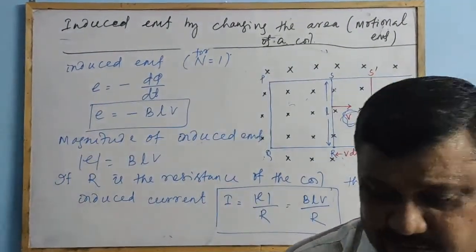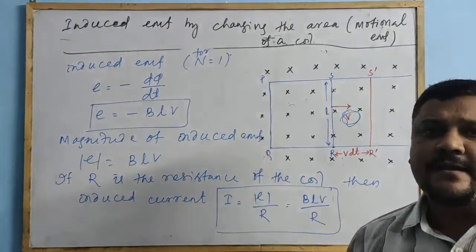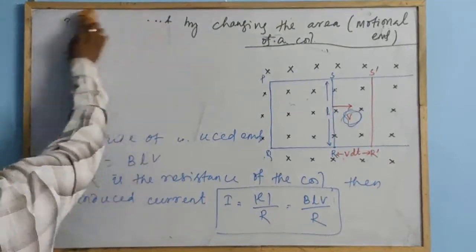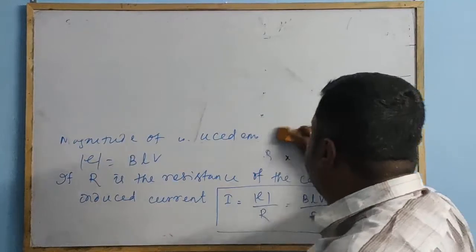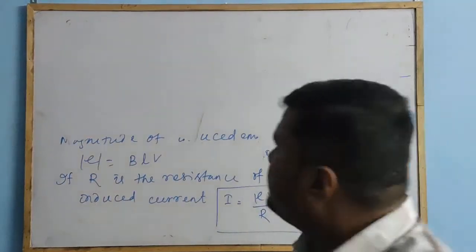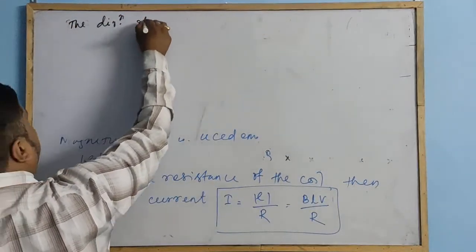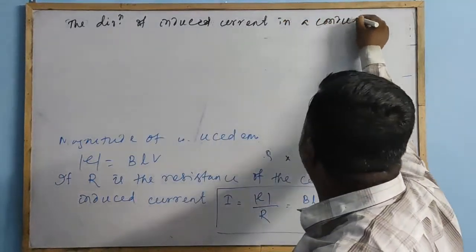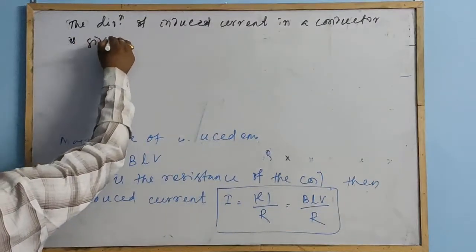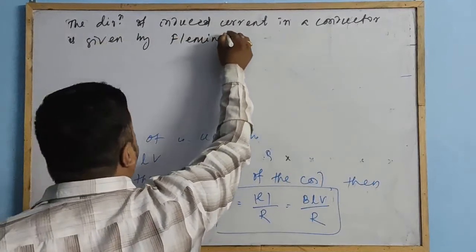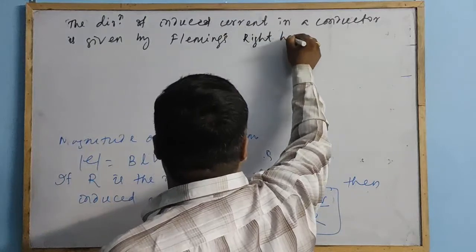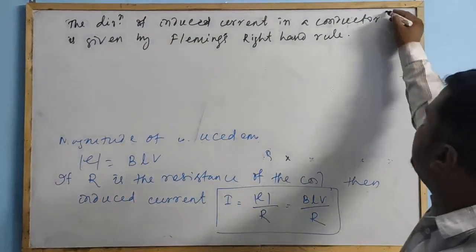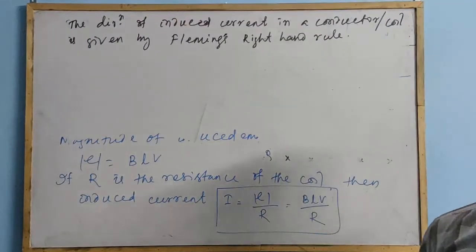And the direction of this induced current can be known by Fleming's right hand rule. The direction of induced current in a conductor or a coil is given by Fleming's right hand rule. What is that right hand rule?